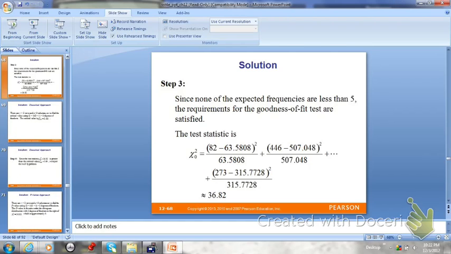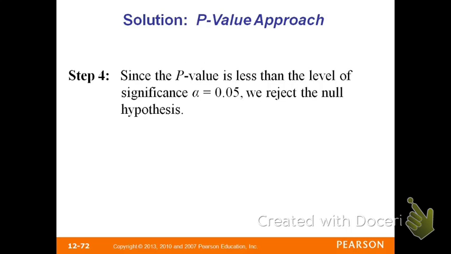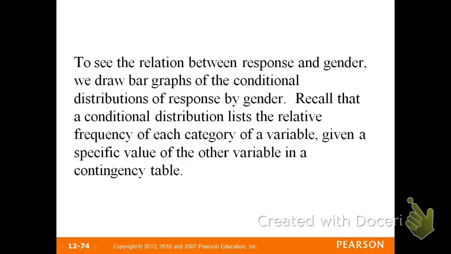Just to share that with you, which I'm sure you're all familiar with by now. Since the p-value, which is very small, is less than the level of significance, we reject the null hypothesis. And if we reject the null, we're in favor of the research, which says that an association does exist between row and column variables.